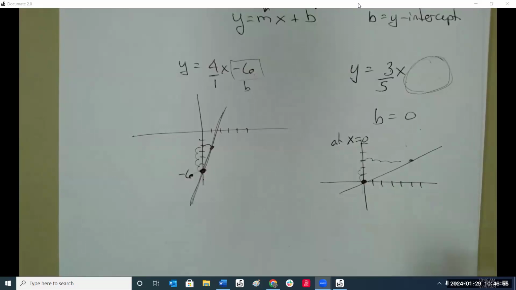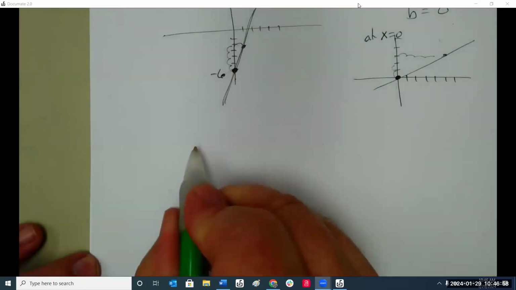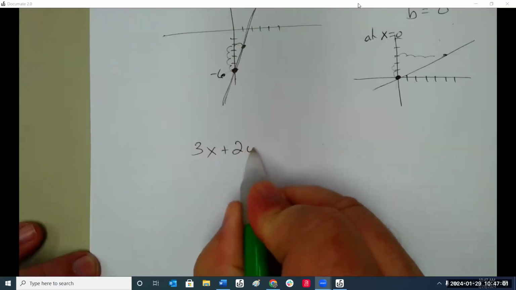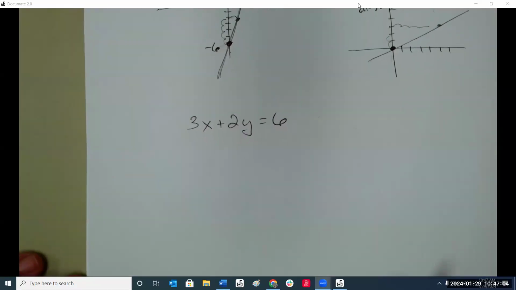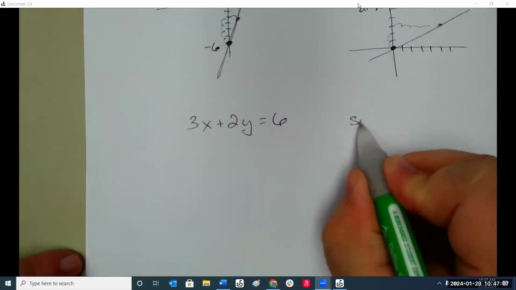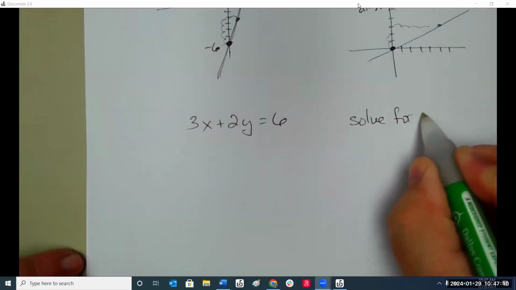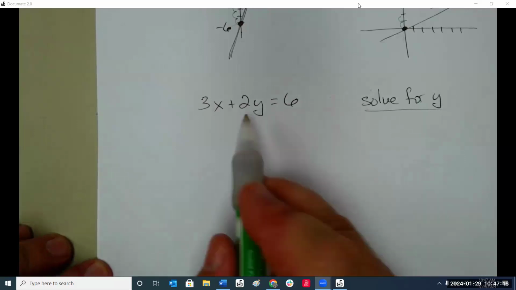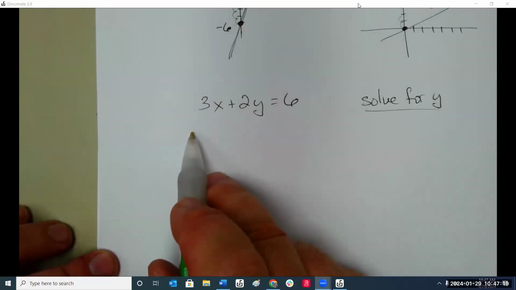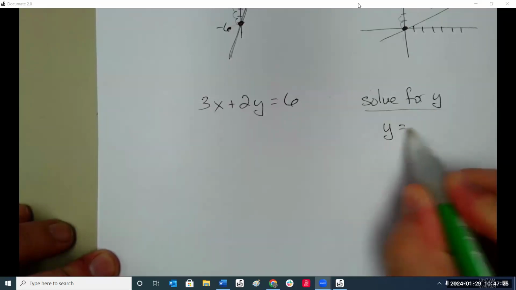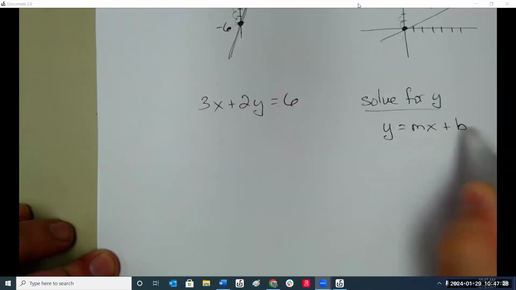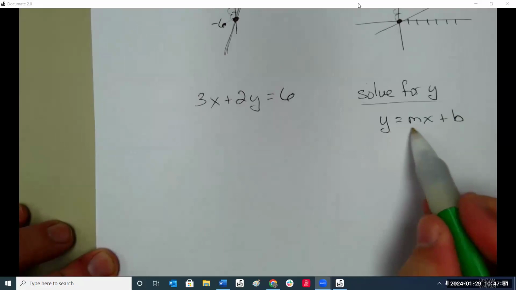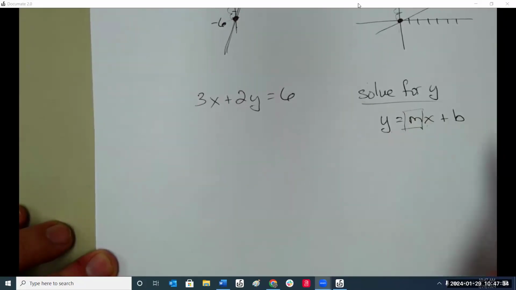So in other words, what the slope intercept method does is, no matter what I give you, solve for y. So what's the first thing you've got to do with this equation? Well, what we want is this equation. When we solve for y, whatever's in front of the x will be our slope. Whatever's by itself will be our y-intercept.